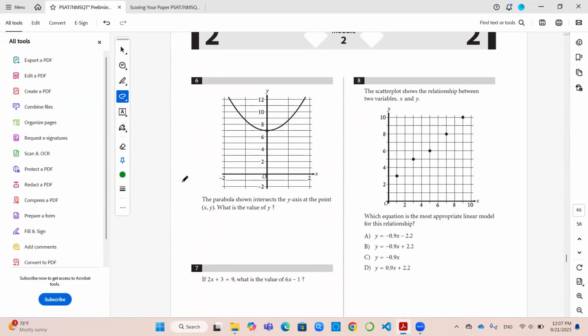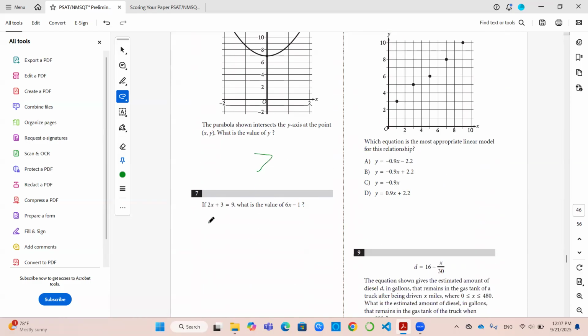The parabola shown intersects the y-axis at the point x. So what's the value of y? So when x is equal to 0, y is equal to 7. So 7 is the correct answer.